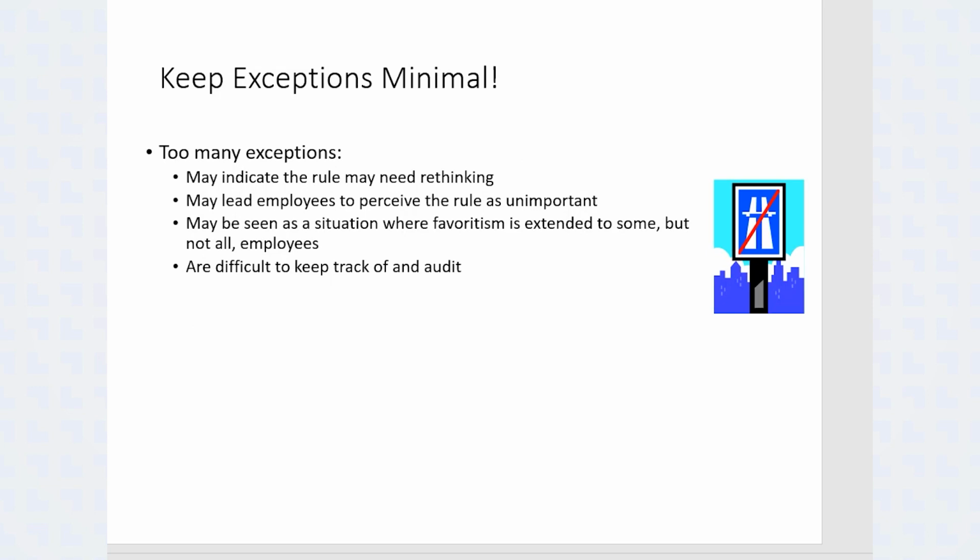Just to reiterate, you need to keep the exceptions minimal. Too many exceptions to a rule will mean you have to rethink that rule. It can lead to employees thinking that the rule is unimportant, or it may result in a perception of favoritism extended to some employees but not others. And it's also very difficult to keep track of. If you say no cameras, then that's quite straightforward. If you allow it for certain things and not others, then it becomes more complicated.